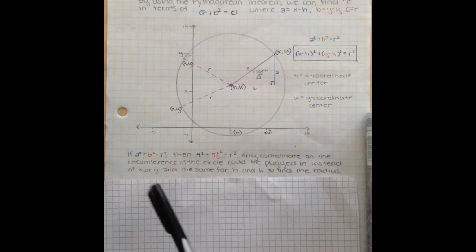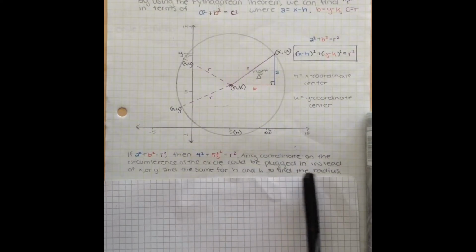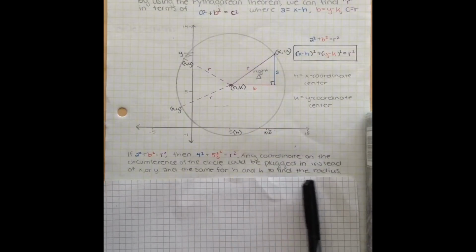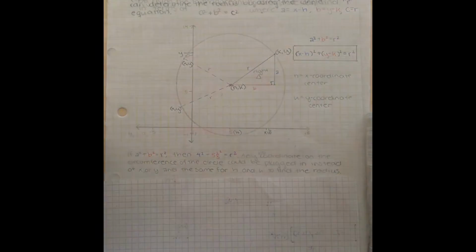Any coordinate on the circumference of the circle could be plugged in for x or y, and the same for h and k, to find the radius. We can use the circle equation to find the radius of a circle. For instance, if you have the coordinates 4, -1 as the center of your circle, and you know that a point on the circumference is 8, 2, you can determine the radius by using the circle equation.